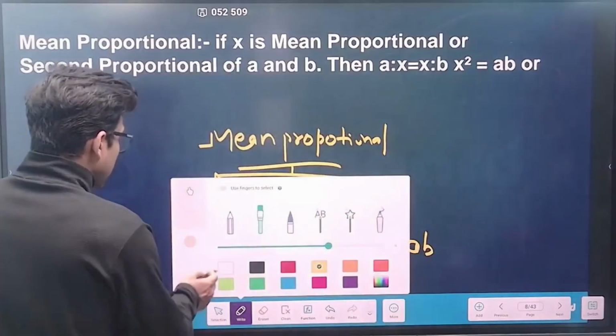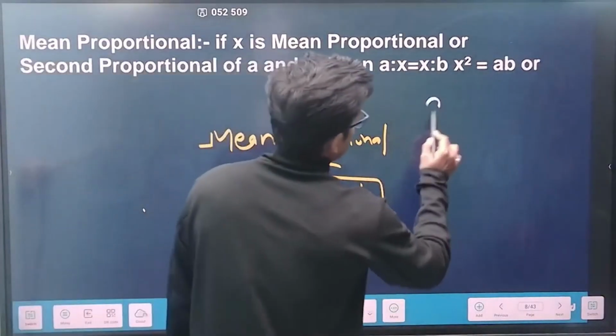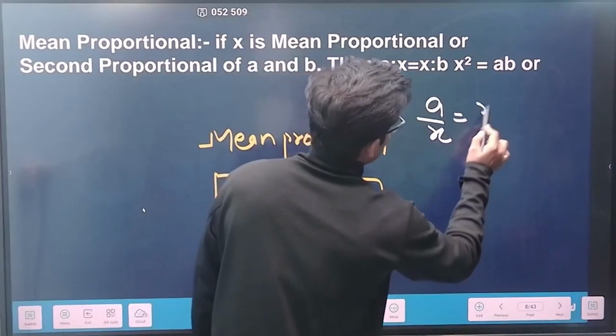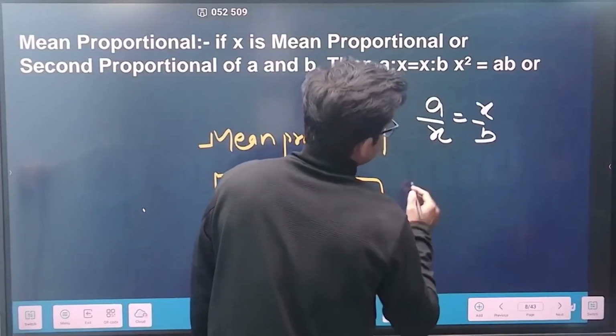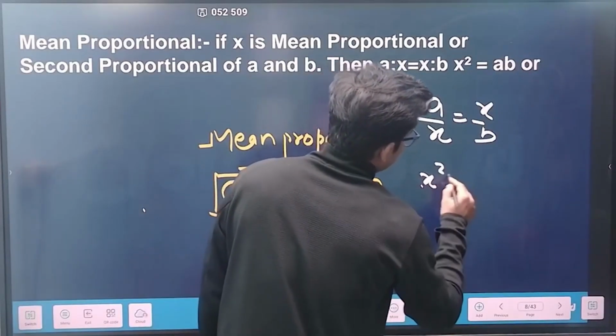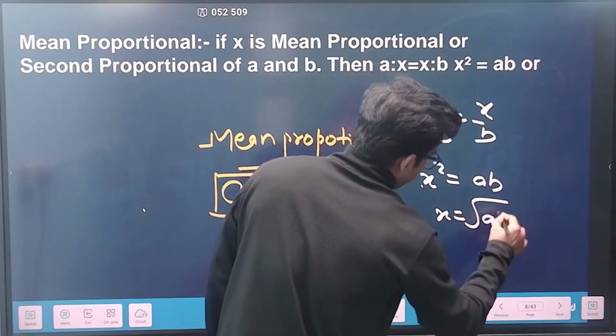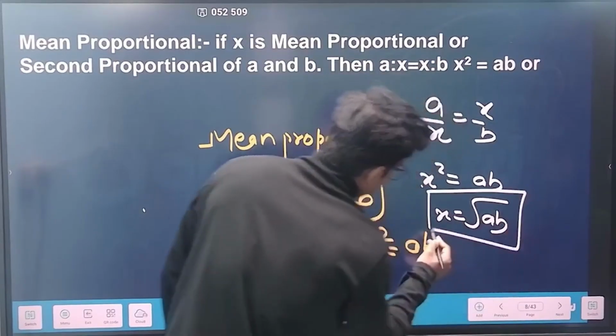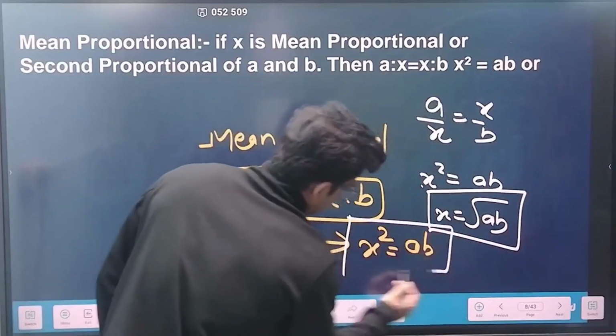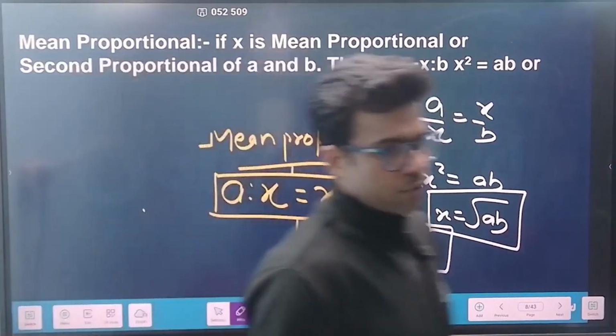Or you can also write it in the format of A by X is equal to X by B. Then I can say that X square would be equal to A into B, then X would be equal to the square root of A into B. This is called a mean proportional.